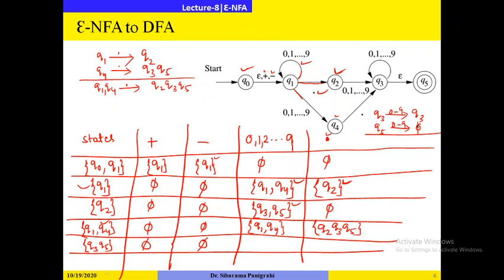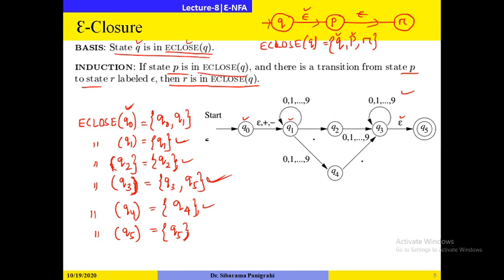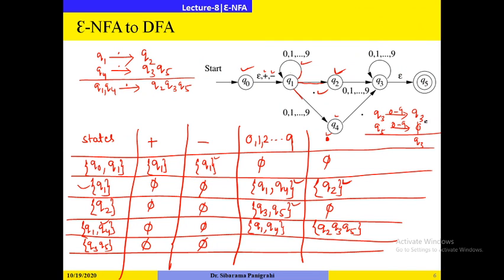So what is the union of this one? You will get Q3. But here you see Q3 means you have to look at the epsilon closure of Q3. Epsilon closure of Q3 is Q3 Q5. So here itself it will represent Q3 Q5. Now Q3 Q5 by taking dot as input. There is no transition from Q3, there is no transition from Q5, so here it will remain as 5.